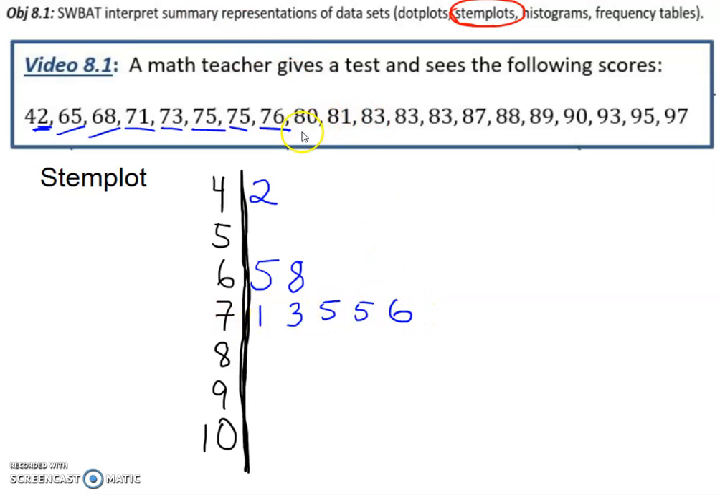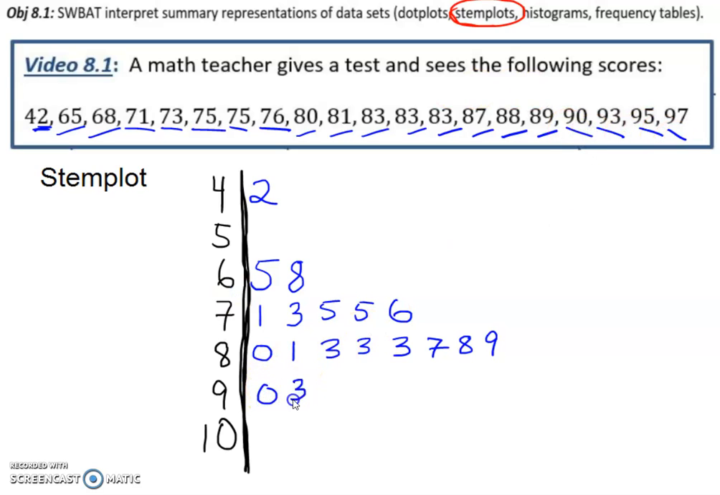We know there's a bunch of 80s: 80, 81, 83, 83, 83, 87, 88, 89. So I'm going to put all those 1 spots going out, starting with 80, 81, 83, 83, 83, 87, 88, and 89. And then there's 4 in the 90s. So 90, 93, 95, 97. So 0, 3, 5, 7.